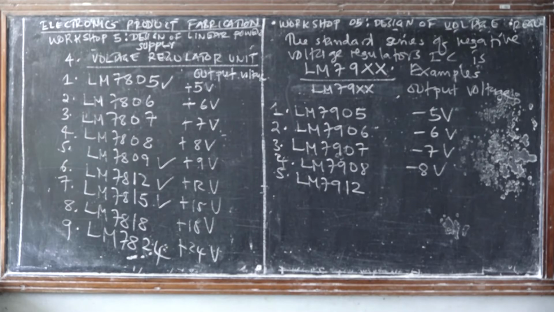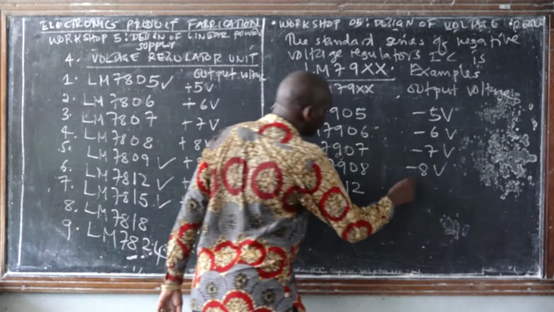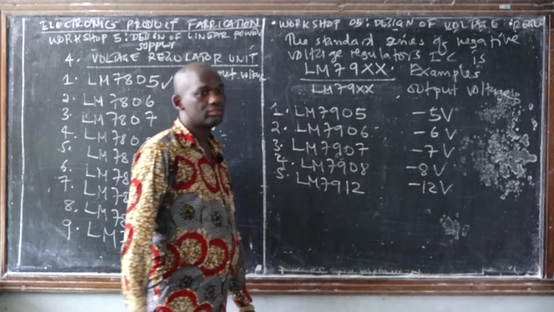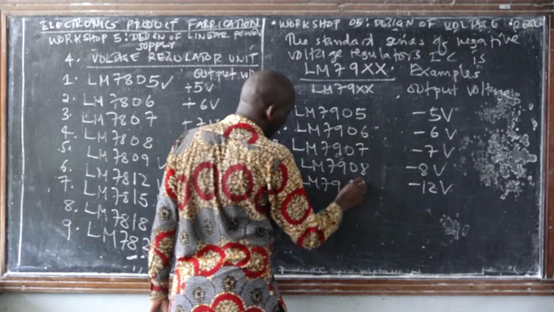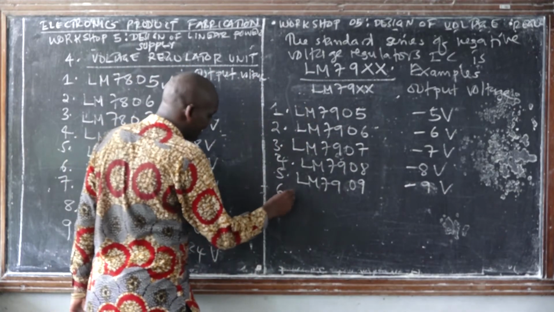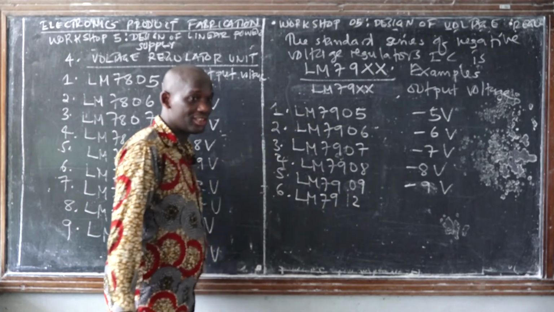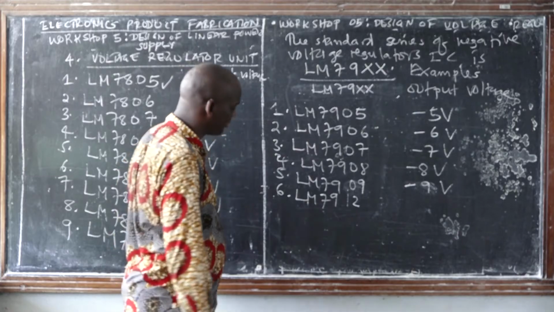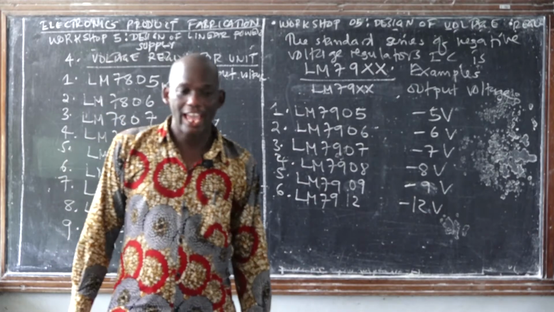Omolo. Next is what? Omolo was not there. Suleiman? This provides what? Negative 12. Negative 12 volt. 09. Okay. So now Johanna is in the class. Negative 9. Then Jessica, LM what is 79 what? 12. Today you are sick, eh? You cannot talk much, eh? Okay. Thank you. This is negative 12 what? Volt.